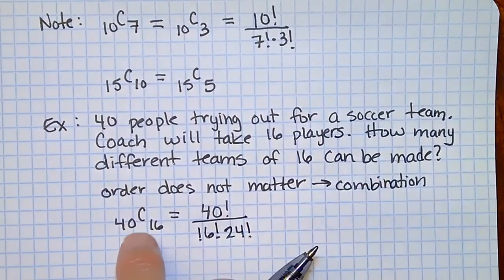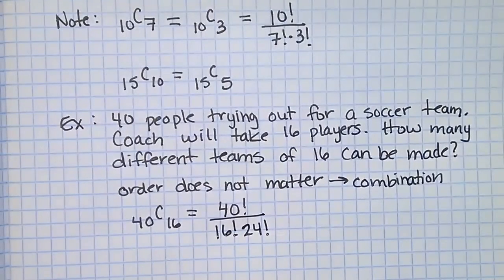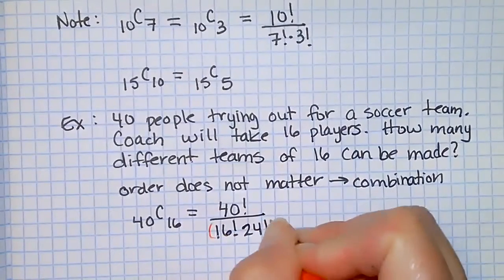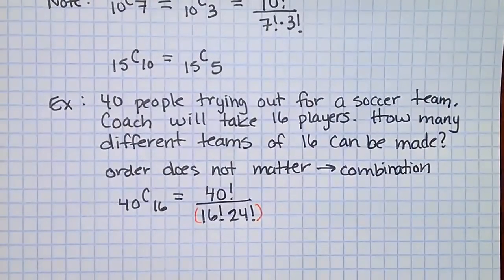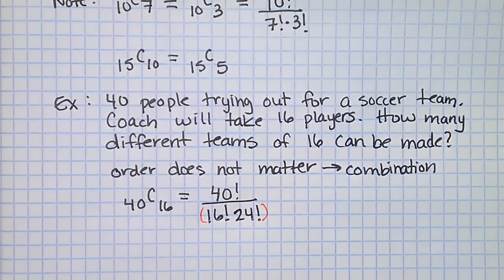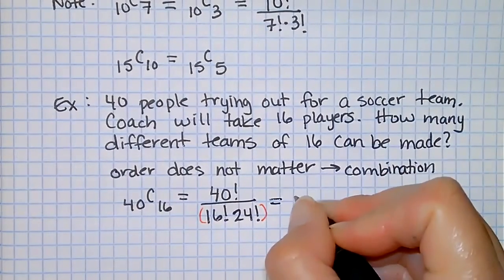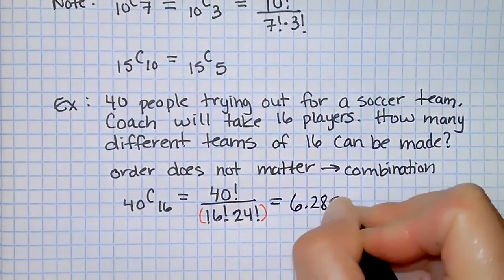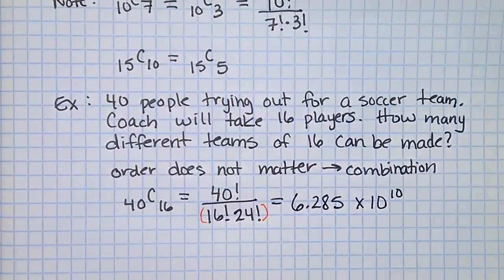And if I'm putting in my calculator like this, that's fine. But if I'm putting in my calculator in this form, you want to make sure you put parentheses around your denominator, unless you're entering it in as a fraction in the fraction mode on your graphing calculator. Okay, now the answer to that, let me just compute it out here, is 6.285 times 10 to the 10th.